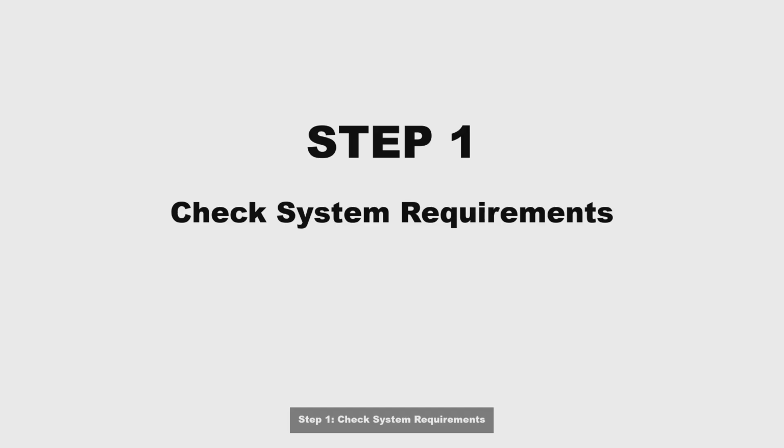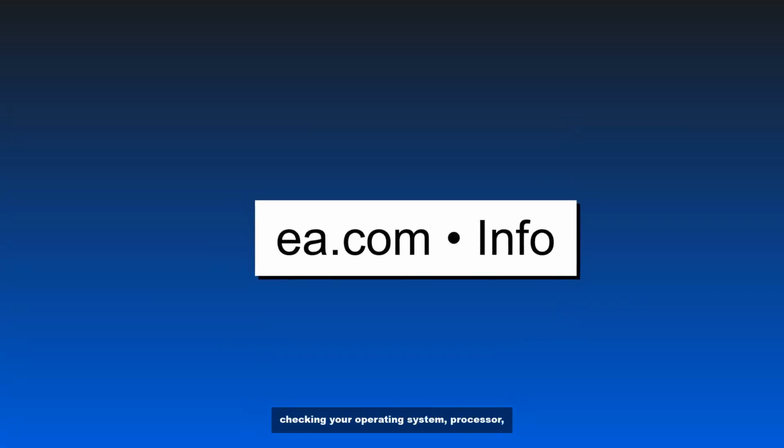If you're experiencing issues with the installation loop of EAFC25, follow these steps to troubleshoot and resolve the problem effectively. Step 1. Check system requirements. Ensure your system meets the minimum requirements for EAFC25. This includes checking your operating system, processor, RAM, and graphics card specifications.